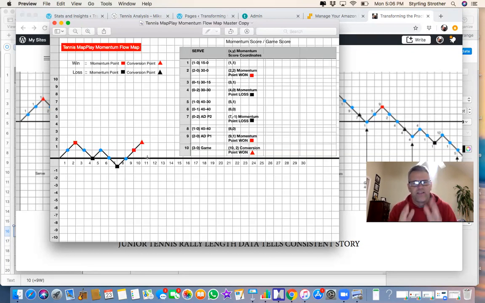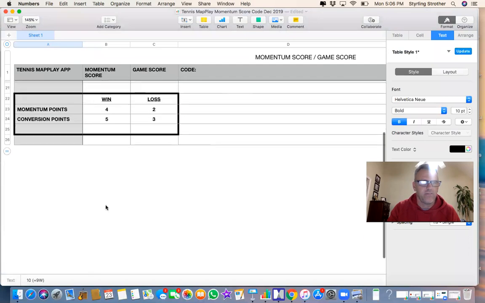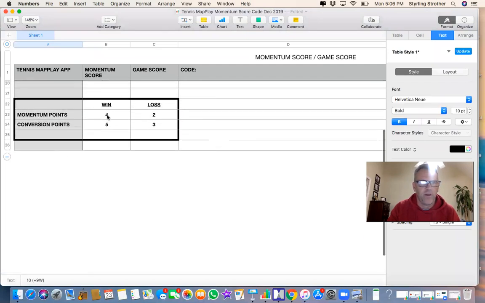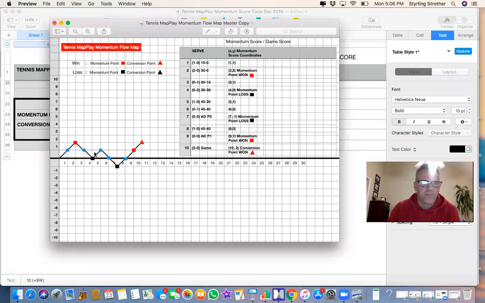And so, like I said, you're only mapping one player. So it's going to be a momentum point and conversion point win and loss, like here. So momentum points won, lost, conversion points won, lost. That's kind of what the chart would look like. So this is where we can figure out how many momentum and conversion points were won and lost by the player.